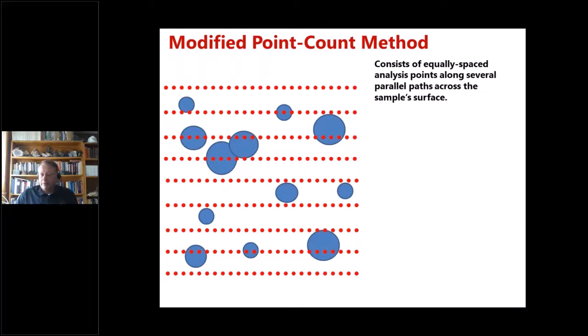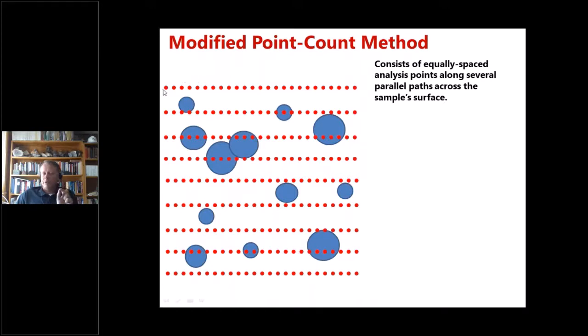The second way of doing this is something called the modified point count method. And first, let me say that the linear traverse method and the modified point count method give you the same answers, right? It's just two different ways of doing it. So in the modified point count method, we're still going to pretend that we have a sample of concrete and the blue spheres represent air voids.